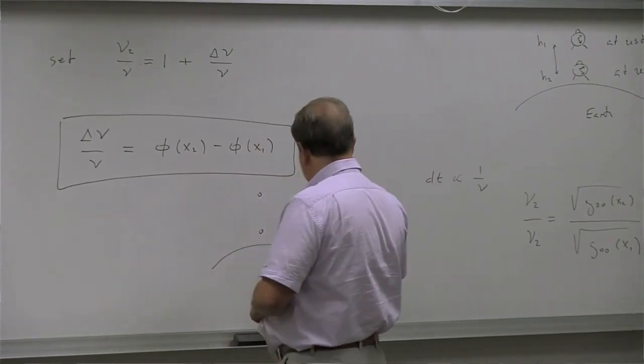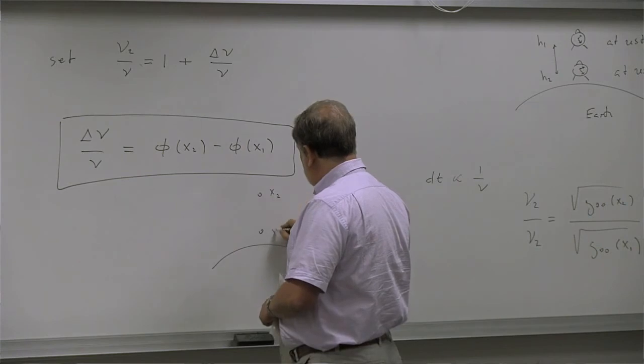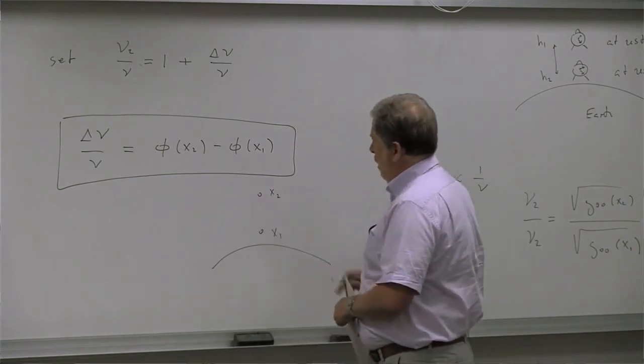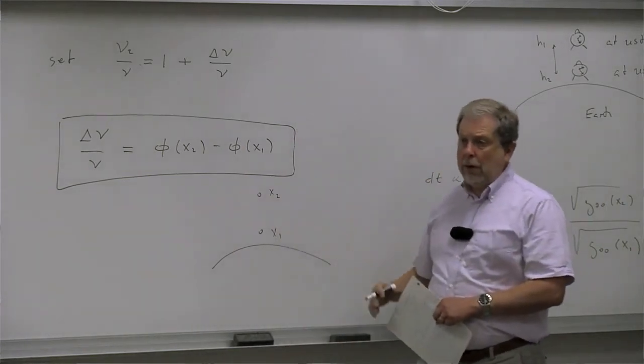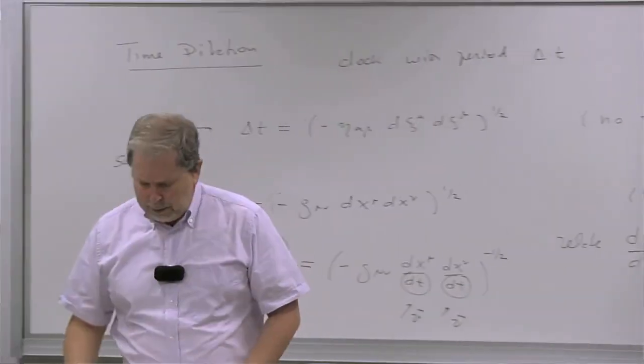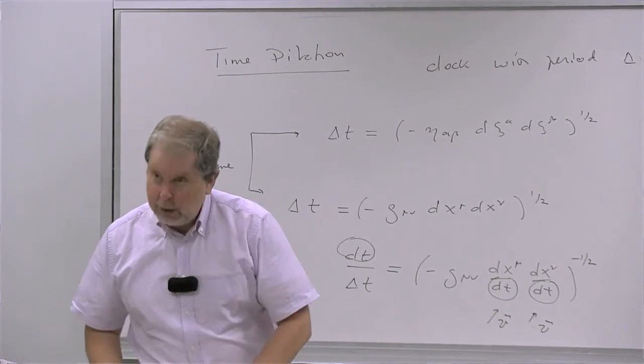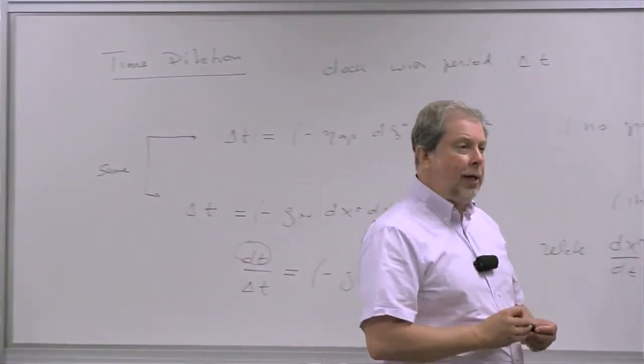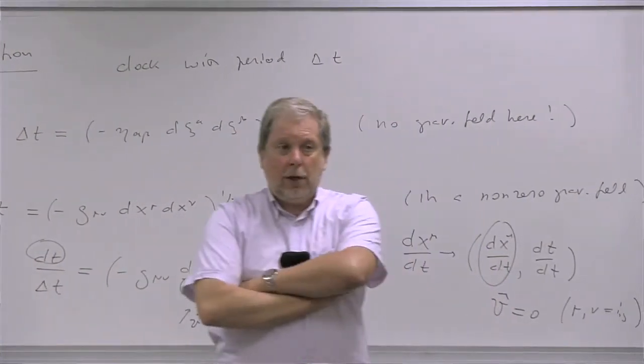right, as in that picture. So we have x2 and x1, and we measure the period of the clock in the two, and we measure the difference in frequencies between the two. And the frequency difference is going to be related by the difference in intensity of the gravitational field.